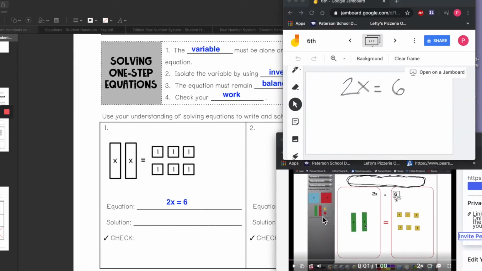Alright, so let's take a look at number 1, for example. My expression has 2 x's in it. So I have 2x, and it equals 6. So how do we solve this equation? Well, if multiplication is being done here, I have to do its opposite. And I'm going to use algebra tiles while I'm doing it. So I'm going to divide each side by 2.